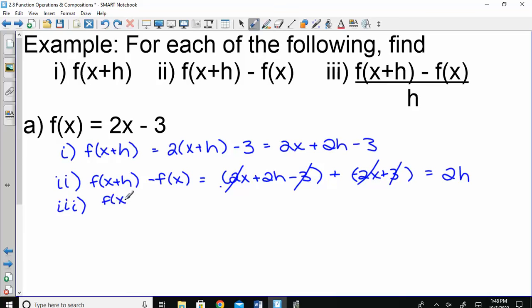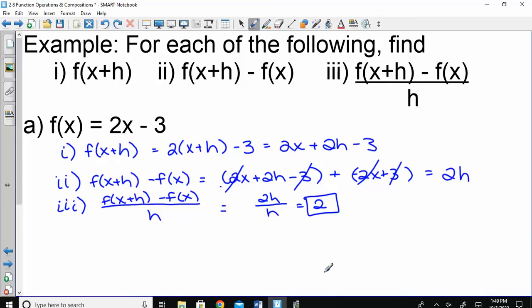Third step, I'm asking for f of x plus h minus f of x divided by h. F of x plus h minus f of x, that's what we just found. And we got 2h. Then I want you to divide that by h, and you get 2. And so that is my final answer.